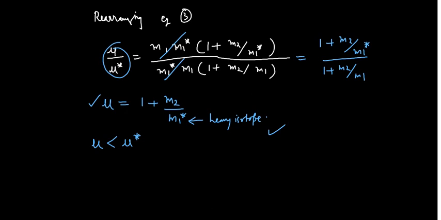Now you can see here, when mu is small, this is the smaller value, and mu star is the higher value or the larger value.